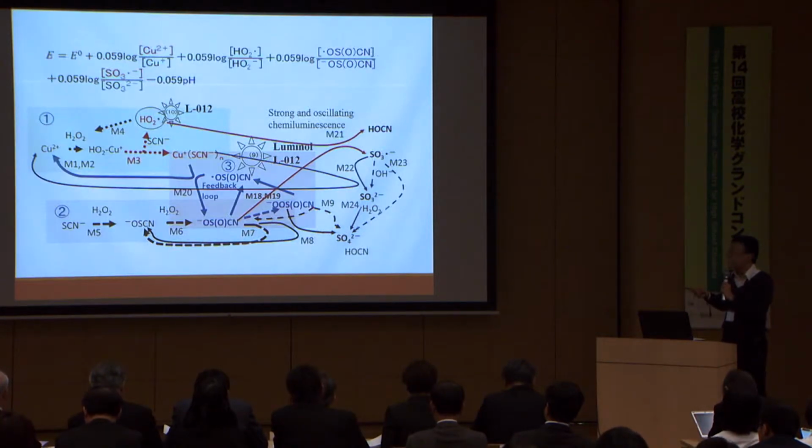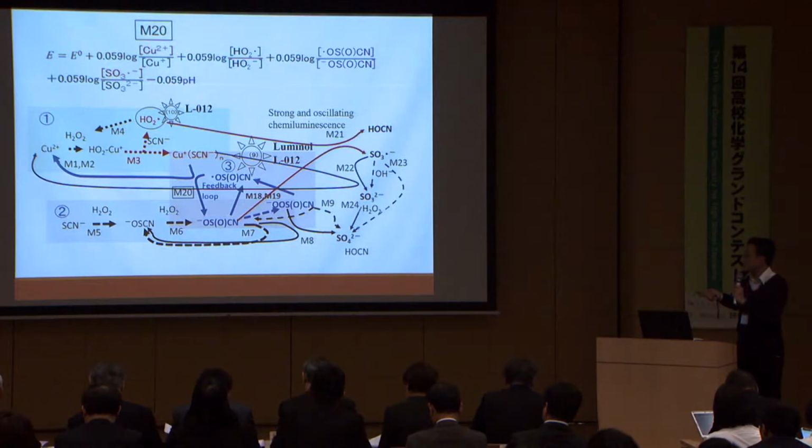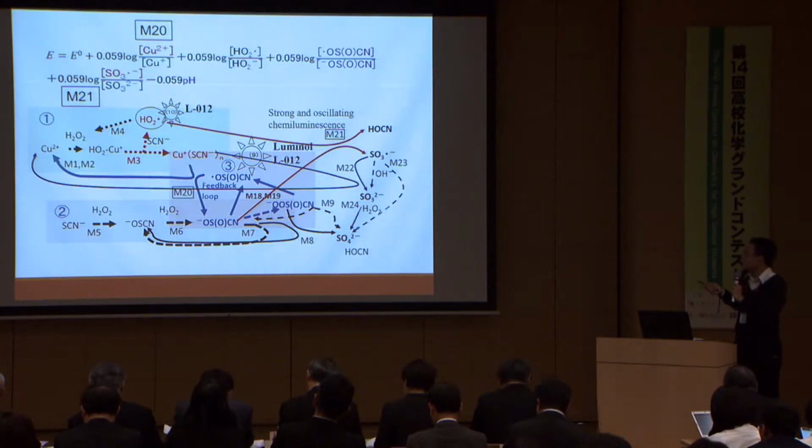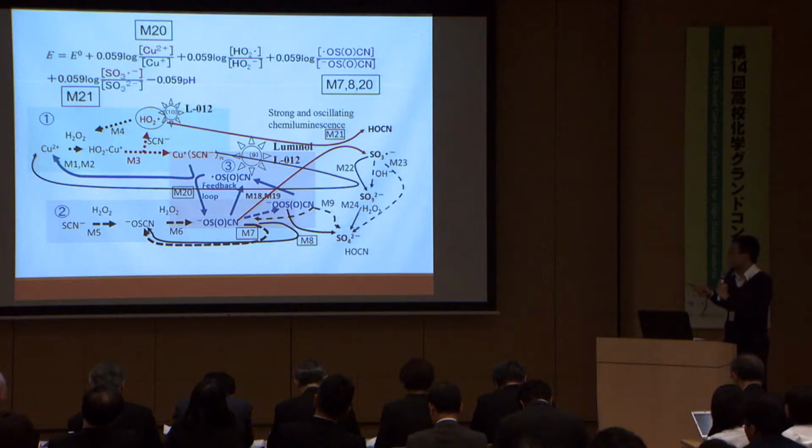So we built the Nernst equation for this reaction. When a sudden strong chemiluminescence can be seen, that means that the feedback loop is going on, so the concentration of Cu2+ will increase by reaction M20, and the concentration of this radical will increase by M21. And when the feedback loop is going on, the concentration of these two substances will decrease because they will be consumed.